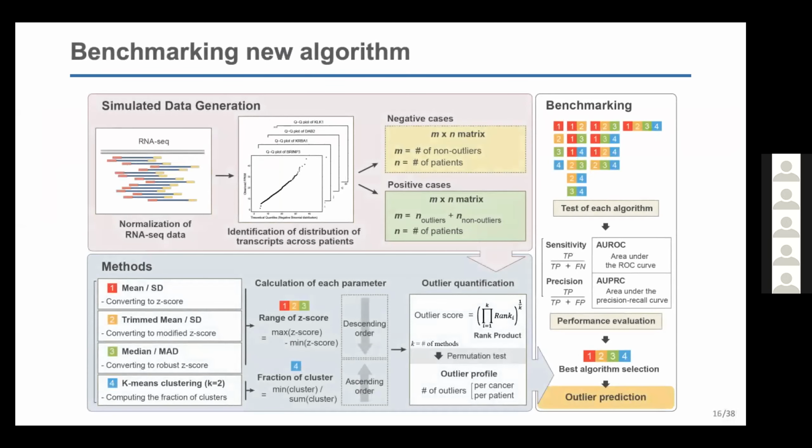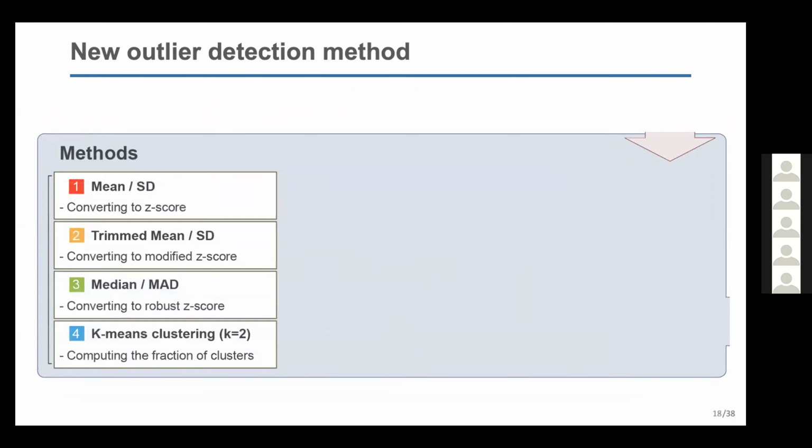After generating simulated data, I developed a new method. I use 4 different statistical approaches for the new outlier detection method. First is mean and standard deviation, then trimmed mean and SD, then median absolute deviation, and the k-means clustering with k=2. For these 3 methods, I converted FPKM into Z-scores. And for k-means clustering, I set k=2, so it will make 2 clusters.